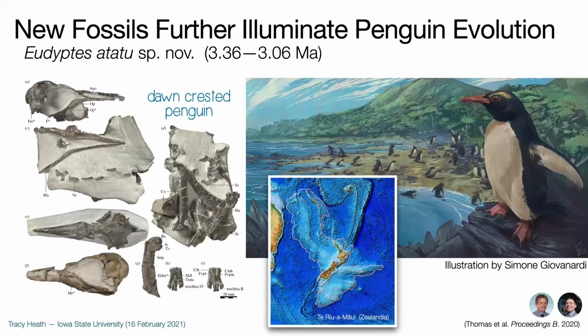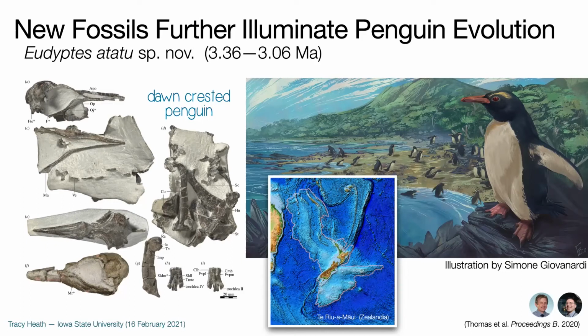So that study was published in 2017, but even as we were doing those analyses, there were more penguin fossils that were essentially waiting to be described. This includes a new penguin species called the dawn-crested penguin. What we understand from the fossil record is that these taxa provide such a wealth of information coming from various angles that this had the power to really give more insight into the evolutionary history of penguins.